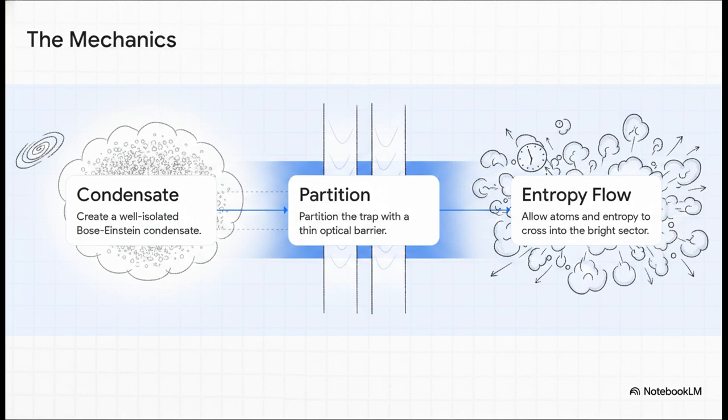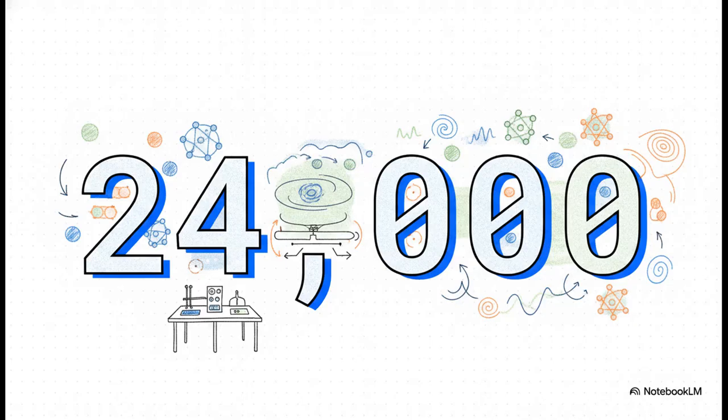And because the whole thing is perfectly isolated on the experimental timescale of about 100 milliseconds, they could track exactly how this closed universe behaves without any messy outside interference. And to really ground this in reality for a second, this entire mini-universe is composed of roughly 24,000 rubidium-87 atoms.